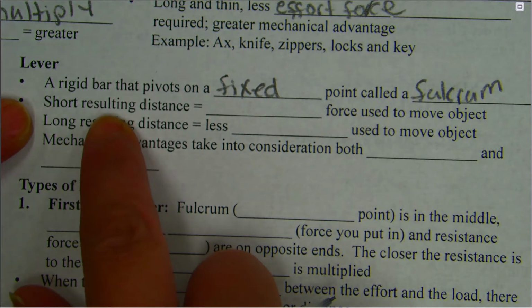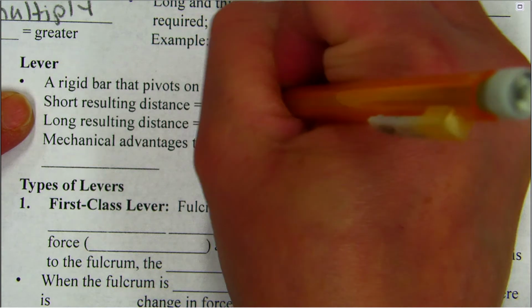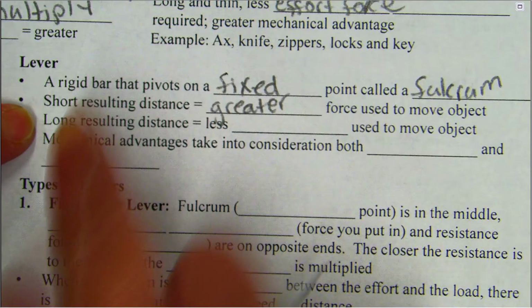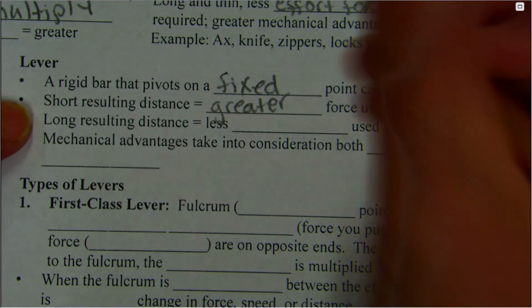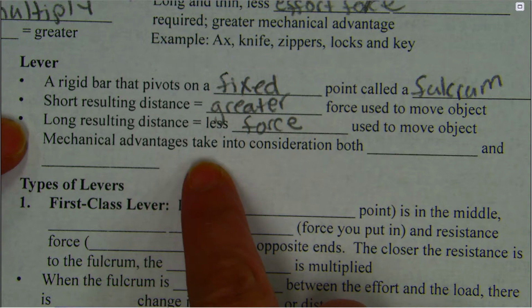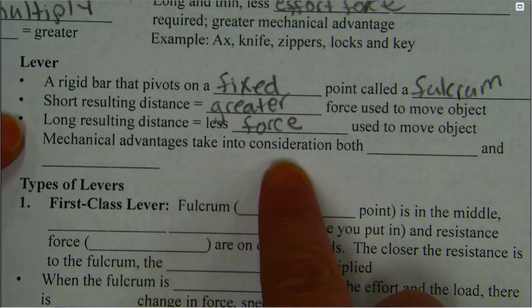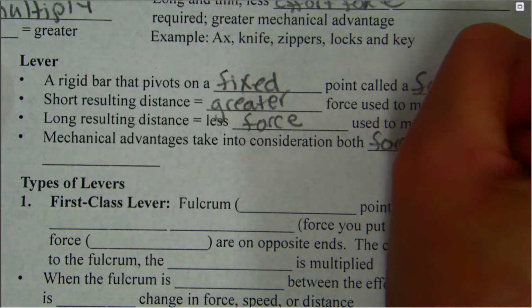A short resulting distance is going to equal a greater force, and a long resulting distance is going to equal less force to move the object. The mechanical advantage takes into consideration both the force and the distance.